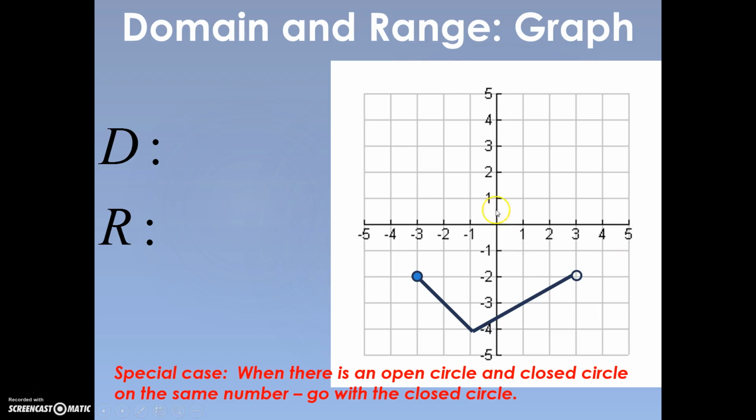Okay, the domain, again, I have from -3 to +3, bracket, parenthesis. And then for my range, my low point is -4. My high point, I have 2 points at -2. One is a closed circle, and then one is an open circle. And as our note said, if there's an open and a closed one, always go with the closed circle. So we have from -4 to -2, and both of them have brackets.